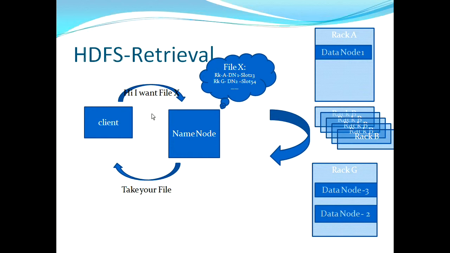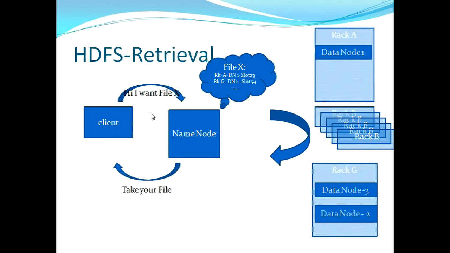Let us understand how this retrieval happens. First, the client says to the name node, "Hey, name node, I want file A. Get me the file A." The name node will search for the file. Okay, file X. It has the metadata of file X. "Rack A, data node 1, in your slot 23, you have my needed data, get me the data." That's it, boom, it will get the data.